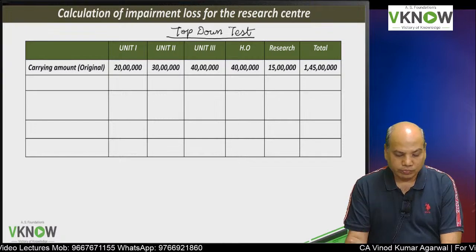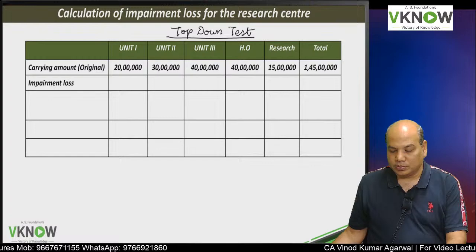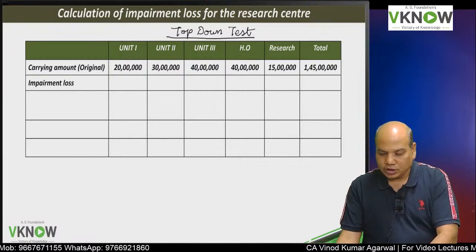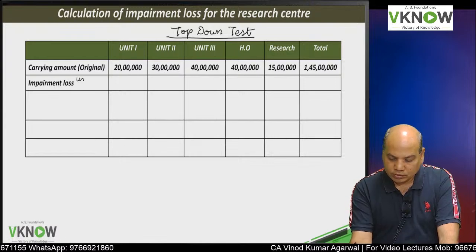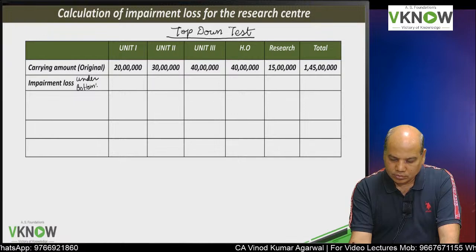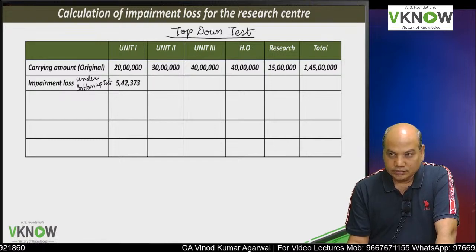Now what should I do? First I should deduct impairment loss under bottom up test. Go to the previous table and you will get the answer.